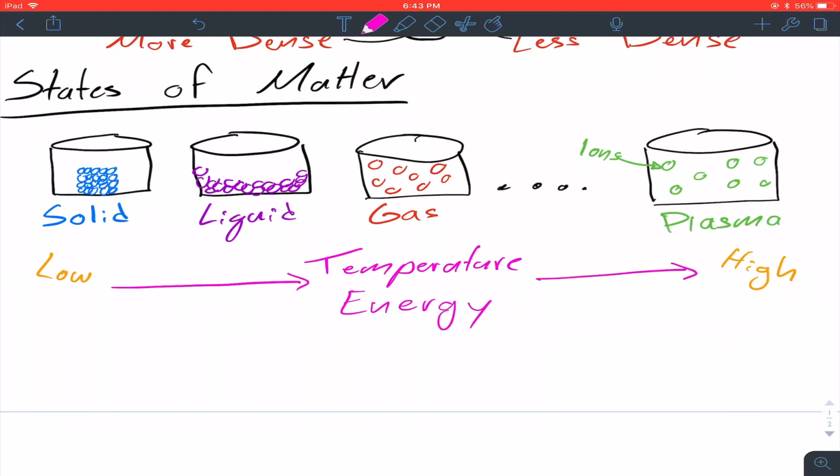So to get a solid to turn to a liquid, we have to increase the temperature, which in turn increases the energy. And then to go from liquid to a gas, we have to increase the temperature again and increase the energy again and move to a gas. And if we keep doing that to the gas, we'll eventually get to a plasma.